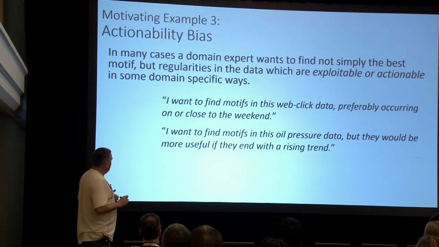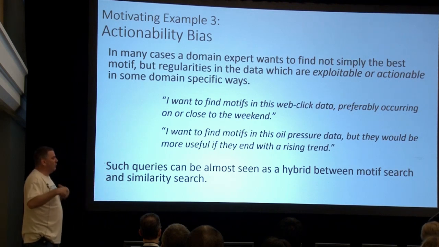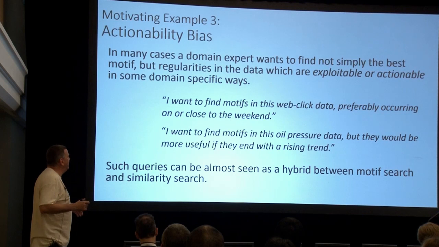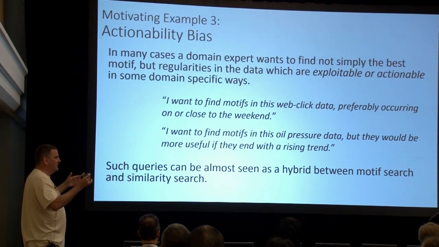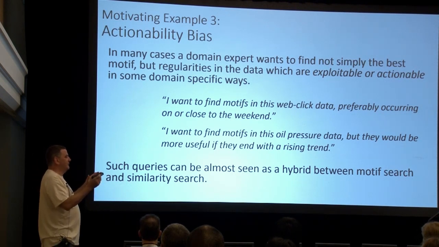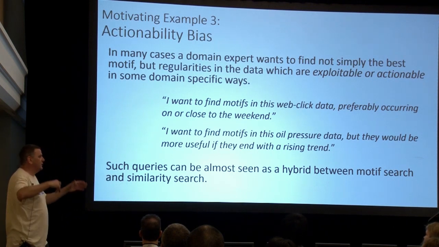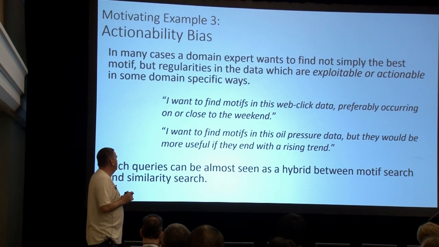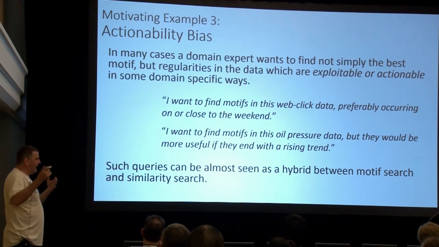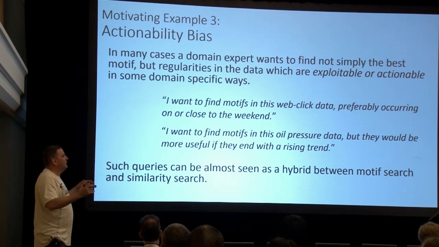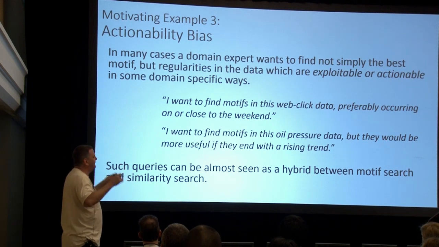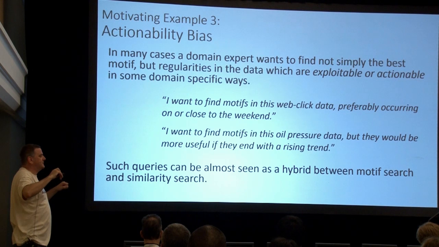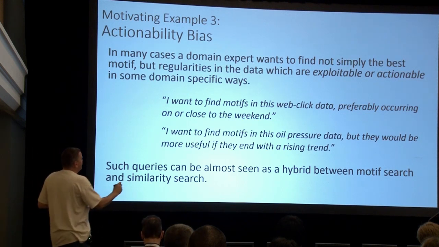Here's a more generic example. You might have some need that is hard to specify for external reasons. You might, for example, say, I like motifs, but I want motifs to happen near the weekend, so I can sell shoes, or whatever it might be. Or you might say in the oil and gas space, these motifs are good, but to make money on this, I need to find motifs that end with a rising trend, not a falling trend or anything else. Find motifs that end with a rising trend.